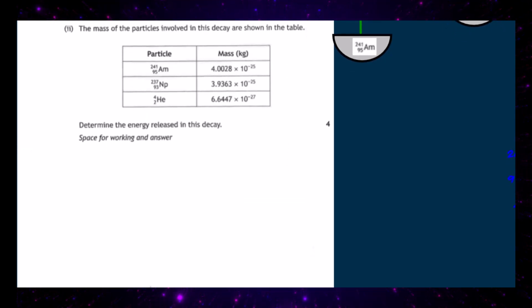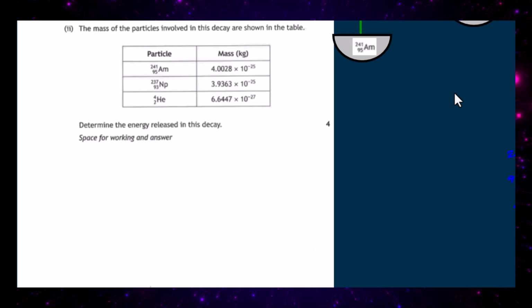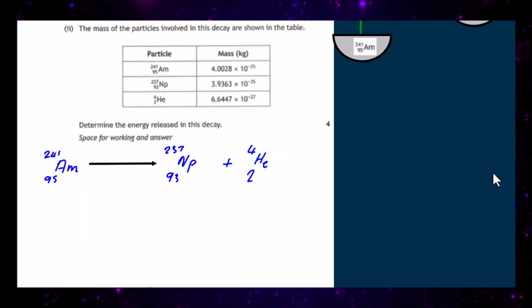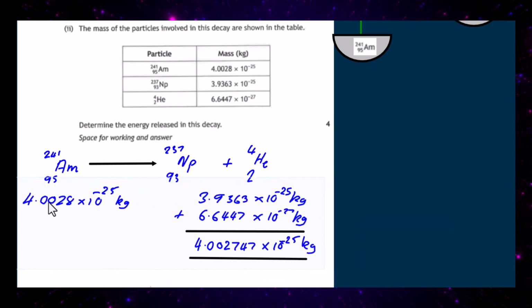And here we go in this case then. What we have is a table and it says the mass of the particles involved in this decay are shown in the table below. And the masses are very, very accurate in this case then. So we've got the americium on one side and the products on the other side. A wee quick recap of the nuclear reaction. That's it there. And we're given the masses. All we have to do is work out the masses on both sides of that equation.